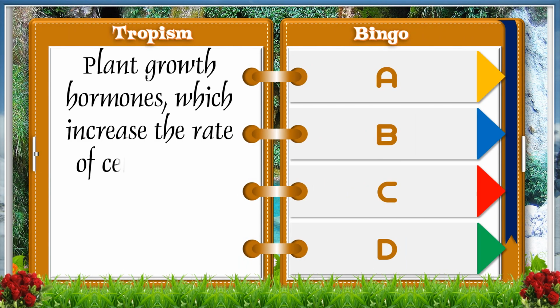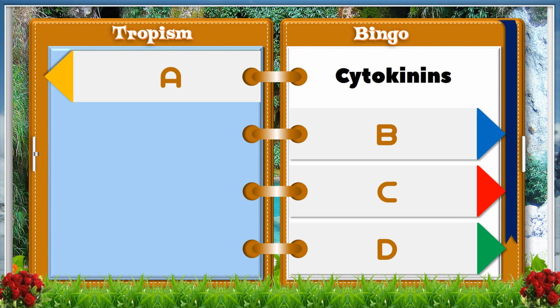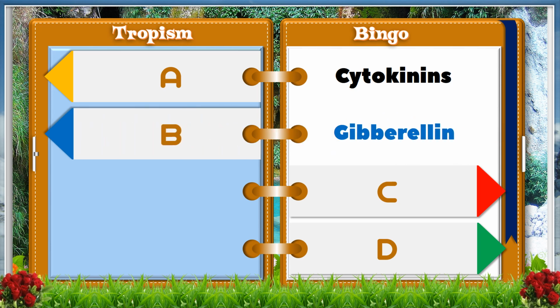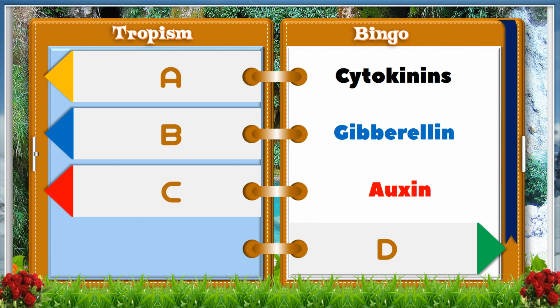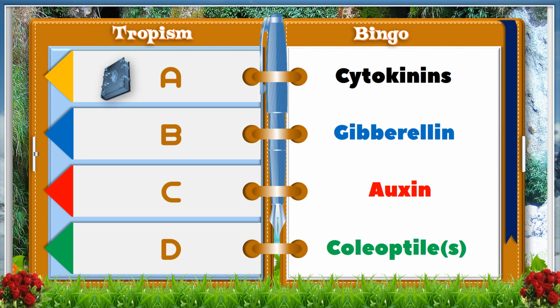Plant growth hormones which increase the rate of cell division and inhibit aging of green tissue in plants. A, cytokinins. B, gibberellin. C, auxin. D, coleoptiles. And the answer is A, cytokinins.